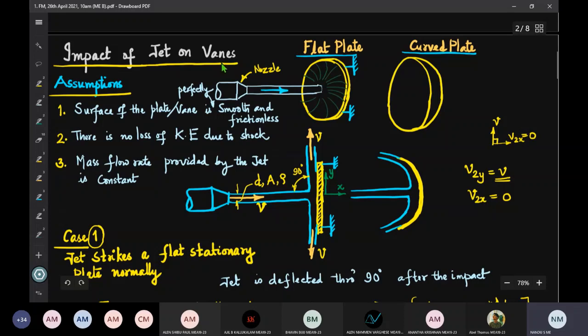So you can use plate, you can use blade, we can use vanes. The vane is a technical term. And here first we have two types of vanes to consider. One is flat and the other one is curved. See here, a curved plate is shown. You can consider such cases, and if you take a two-dimensional cross section, it will be like this. Two-dimensional, you should understand that.